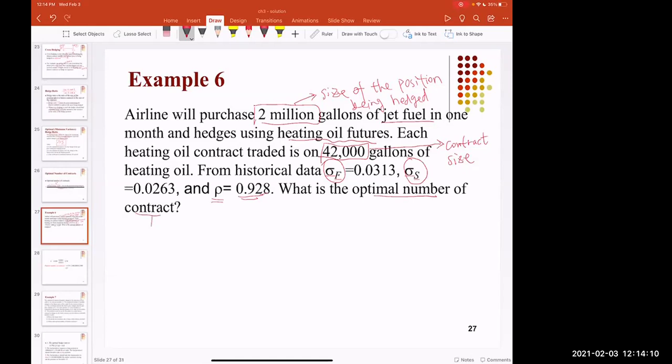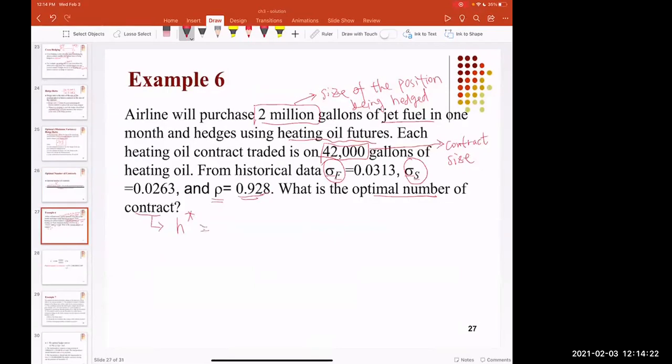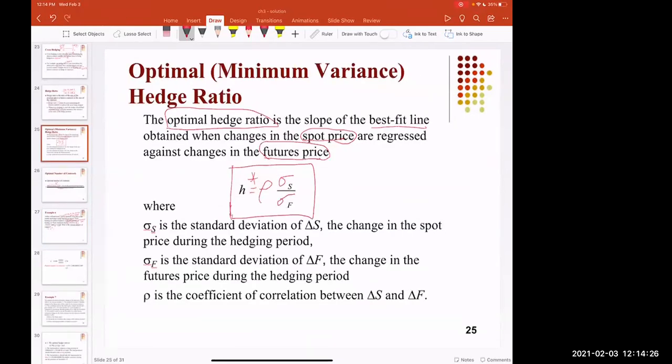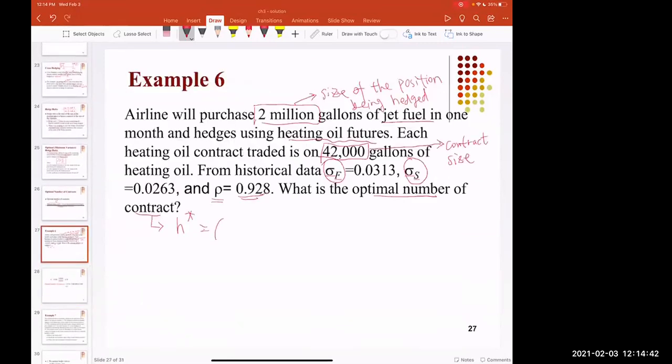Okay. To calculate the optimal number of contracts, we need to calculate the optimal hedge ratio first, because in the formula we need to know the optimal hedge ratio. That's easy. We have a formula here, calculated by correlation times the standard deviation. Make sure which one is divided by which one, okay? Standard deviation of spot price over standard deviation of future price. So correlation times standard deviation of spot price over standard deviation of futures price: 0.928 times 0.0263 over 0.0313. Can you calculate the optimal hedge ratio for me, please?